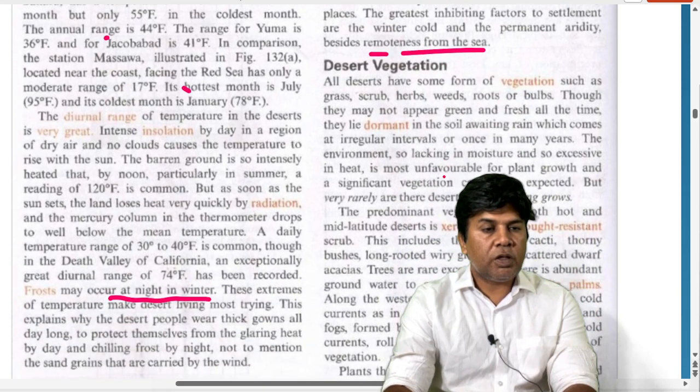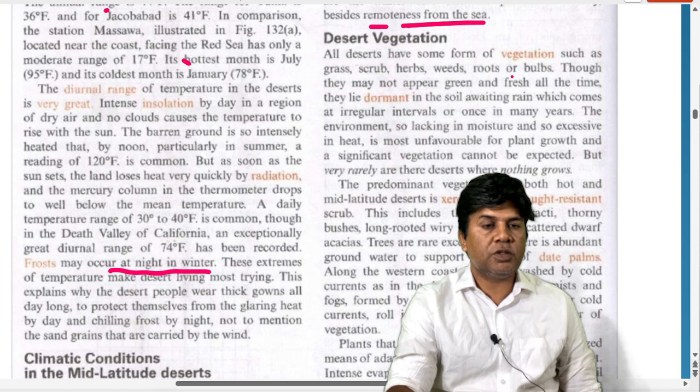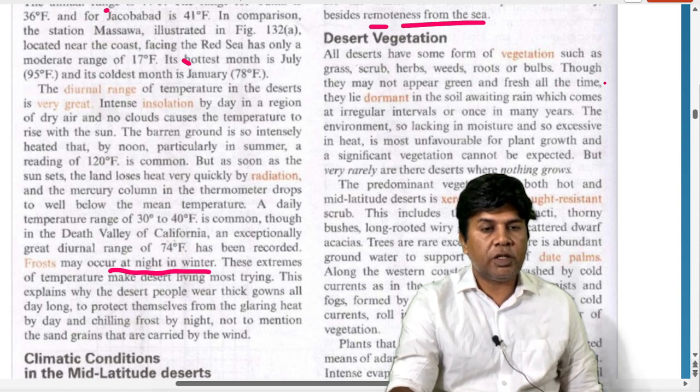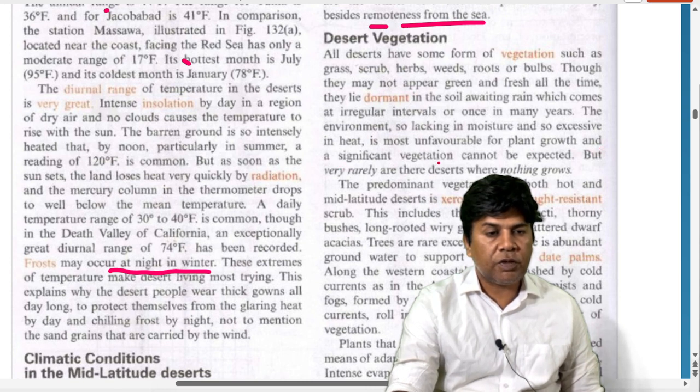Now we will talk about desert vegetation. All deserts have some form of vegetation such as grass, scrubs, herbs, weeds, roots, or bulbs. Though they may not appear green and fresh all the time, they remain dormant in the soil awaiting rain, which comes at irregular intervals or once in many years. The environment, so lacking in moisture and so excessive in heat, is most unfavorable for plant growth, and significant vegetation cannot be expected. But very rarely are there deserts where nothing grows.